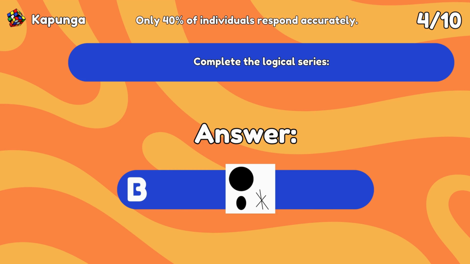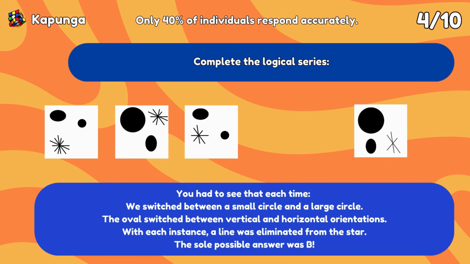The answer is B. You had to see that each time, we switched between a small circle and a large circle. The oval switched between vertical and horizontal orientations. With each instance, a line was eliminated from the star. The sole possible answer was B.